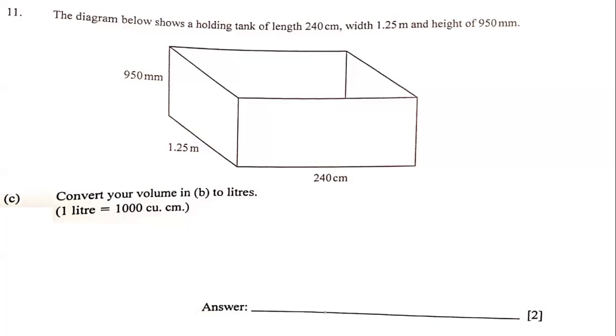Convert your volume in B to liters. So 1 liter is equal to 1,000 cubic centimeters. We already know from the previous question that we got about 2.8 million cubic centimeters. We want to convert that into liters. How are we going to do that?